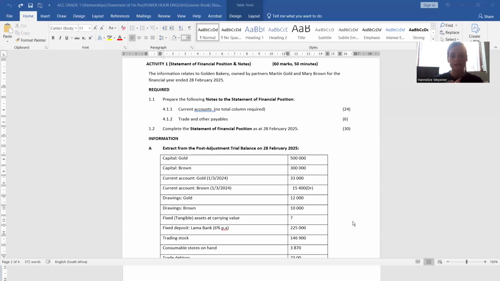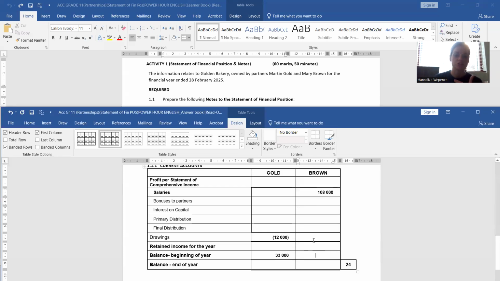Quickly, we are going to do the current accounts in the SFP together with the trade and other payables. We are doing this for the partnership owned by Partners Gold and Brown, and this is for the year ended 28 Feb 2025. So first of all, go to your answer book and ensure that you have completed the details within your current note, so you know exactly what it is that you are looking for.